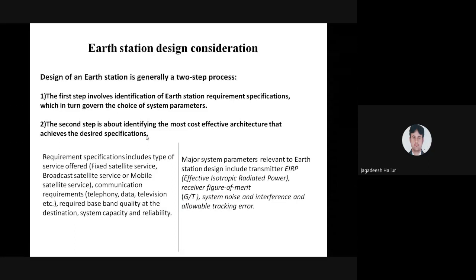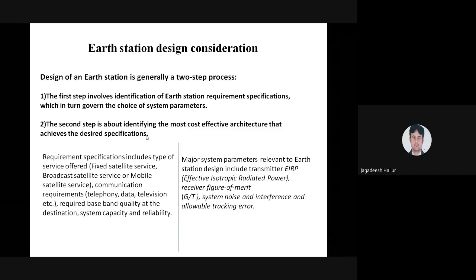On the right side, the major system parameters relevant to a station design include the main important parameter you have to calculate while designing the Earth station, which is EIRP, effective isotropic radiated power. I think you remember. Effective isotropic radiated power is a combination of transmitter power and transmitter gain, PT into GT. Now remember this: EIRP is equal to PT into GT.